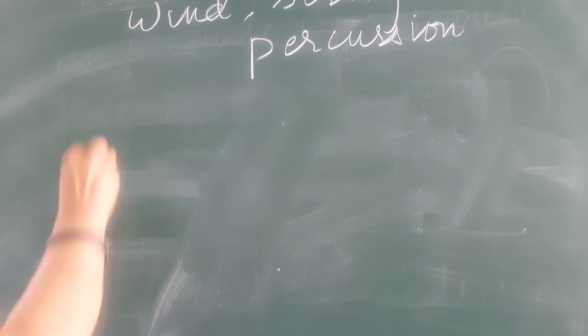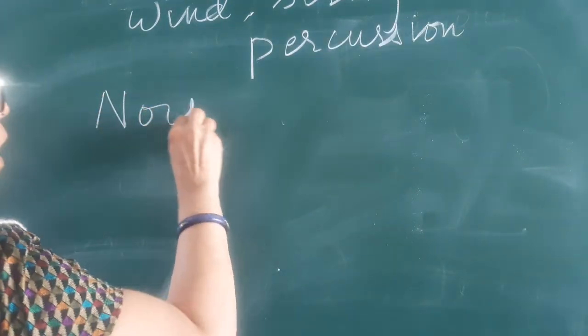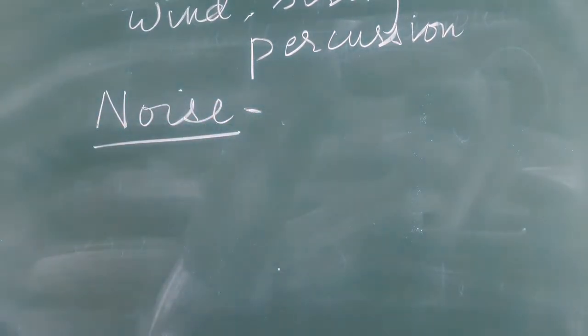Now children, what is noise? Excessive sound or unpleasant sound is known as noise. Okay. Now children, after completing this, let us talk about the chemical effects of electric current.